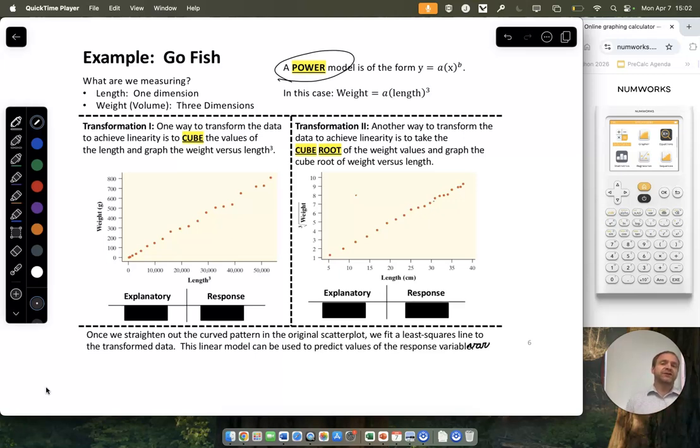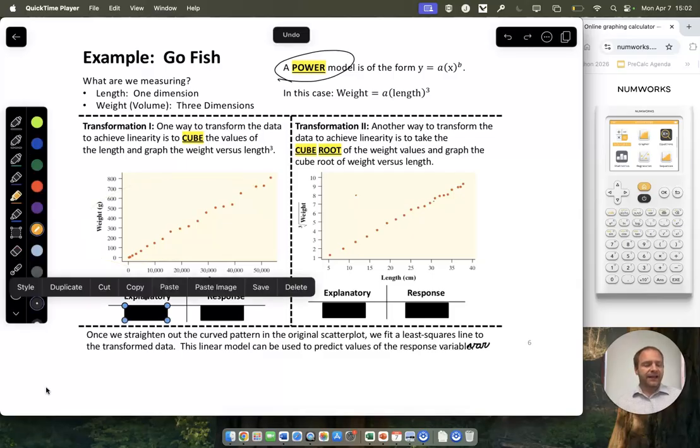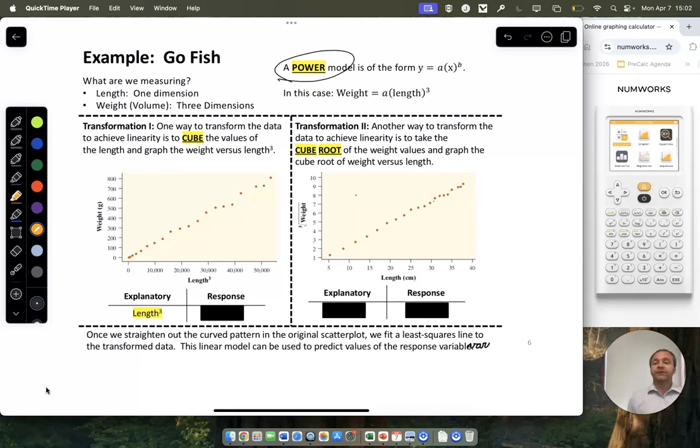Now there are two transformations we could do here. We could look at it by cubing our x values. The reason we would cube is because, what are we measuring? Length is 1 dimension, measuring the fish. To predict volume, which is weight, 3 dimensions. And so really in this case, y equals a times x to the b, weight equals a times length cubed. That's one way of doing it. So that's what this one is showing us right here: I can take my x values, the length, and cube them. That's going to keep the y values, the response values, the exact same as weight.